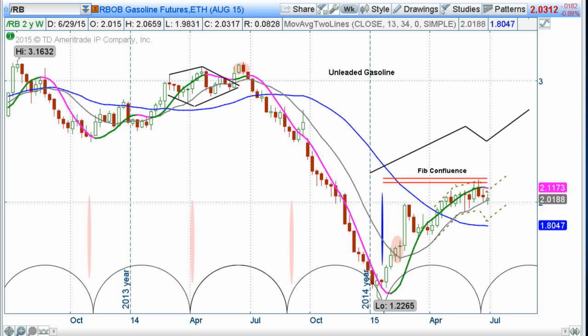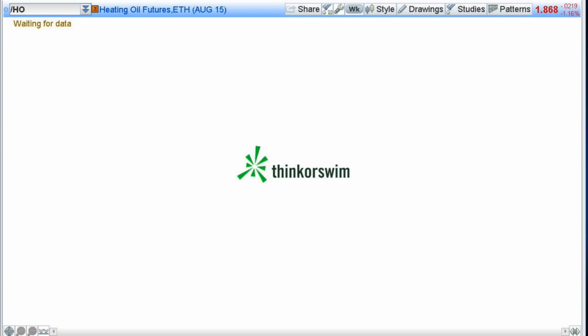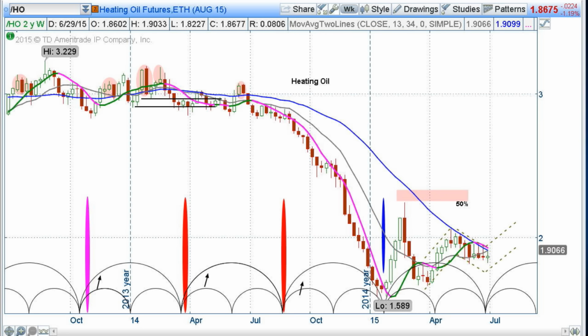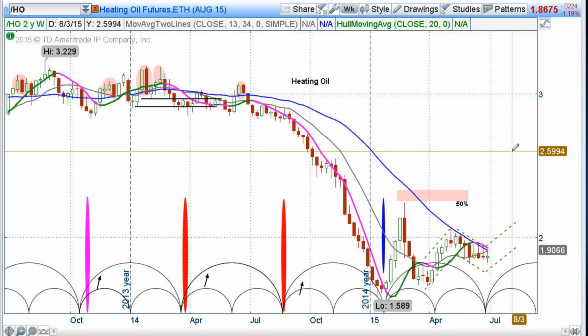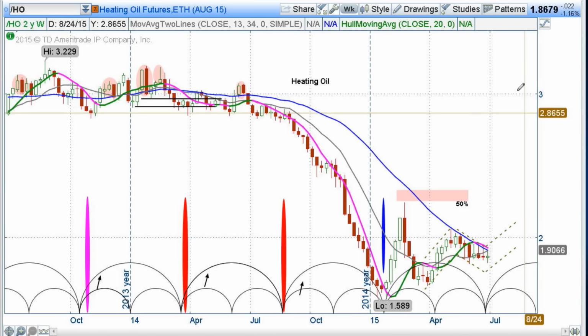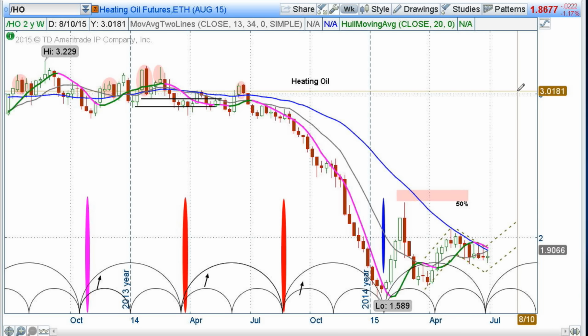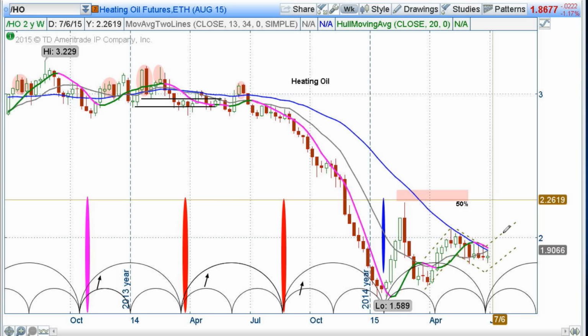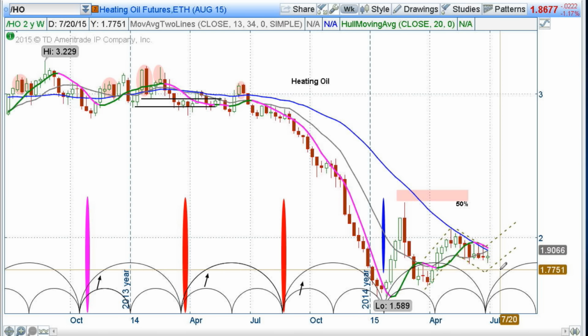Take a look here at heating oil /HO, and I have a watch list that shows you all the ETFs you could trade that are available in these individual futures. That watch list will be available on the resource page in the new Ask Slim site. So when you sign up there, that'll be available to everybody, member or non-member.